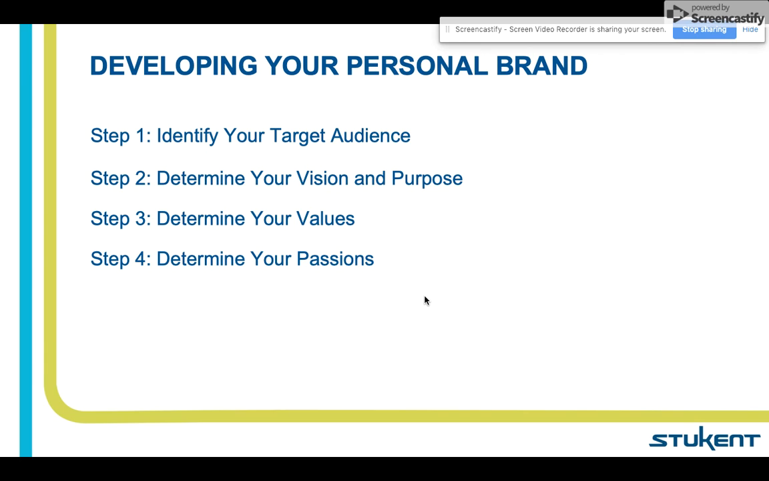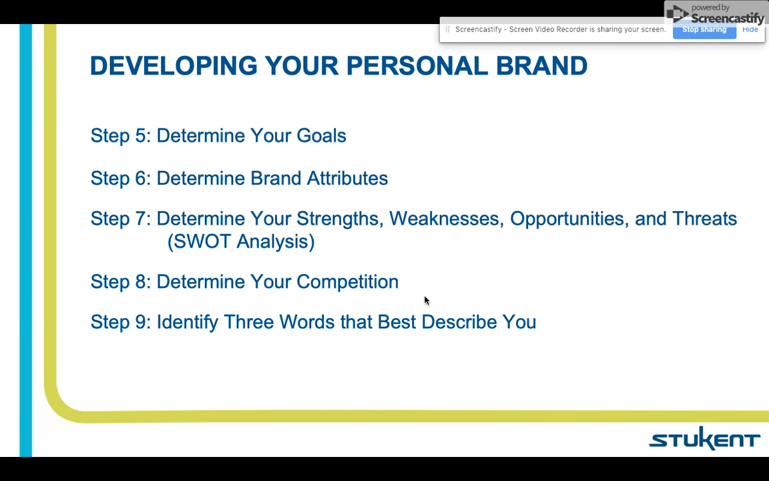Then step 4 is to determine your passions. Your passions are what intrigue you and motivate you, and so it helps determine how you want to spend your time. Moving on, step 5 is to determine your goals. Your goals are specific objectives that you would like to achieve. Step 6 is to determine brand attributes. Your personal brand attributes are the words you would use to define your personality, or the value that you would offer someone or a company or what have you.